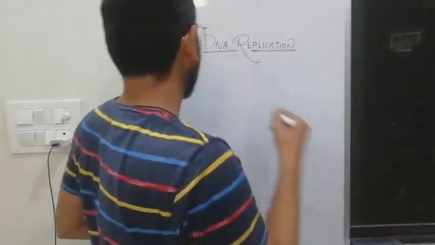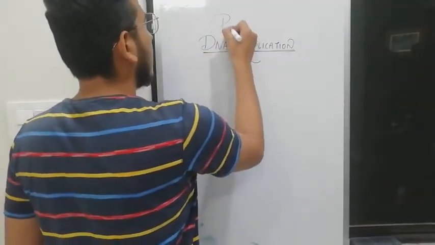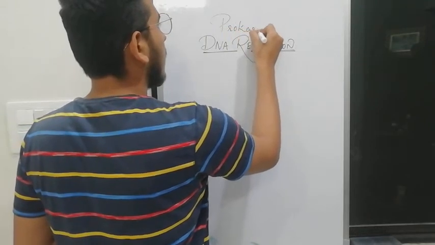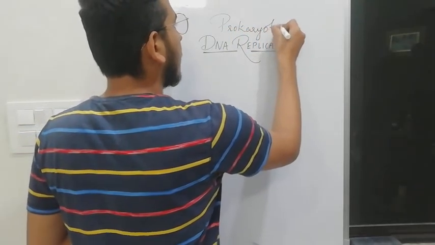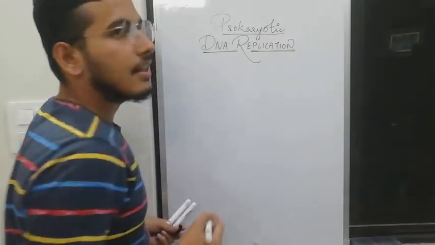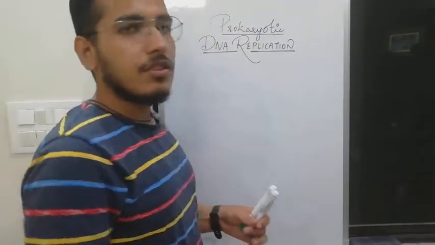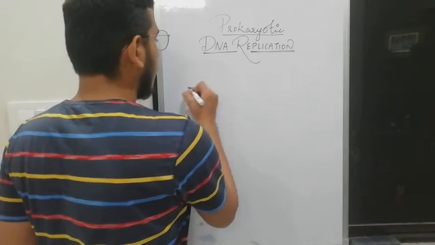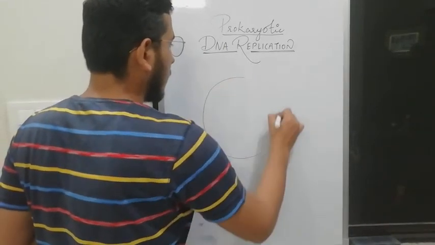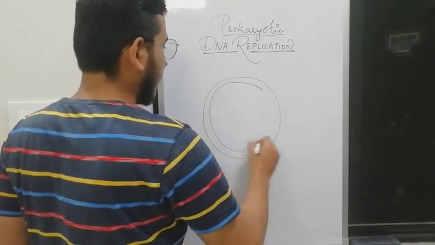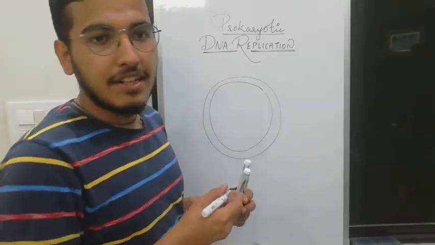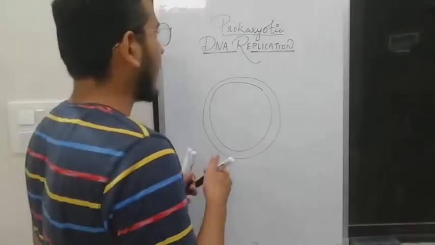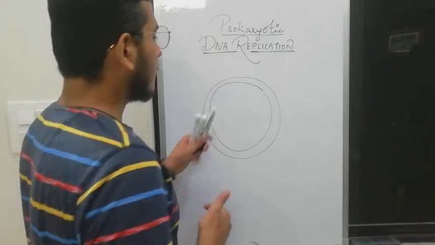So for this we'll write here: prokaryotic DNA replication. Before starting the process of replication, we should understand the enzymes involved in it and the DNA. We know that bacteria have double-stranded circular DNA. We'll see the DNA replication in bacteria. So it is double-stranded.